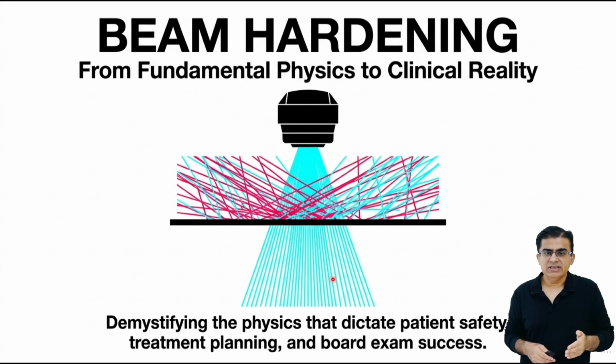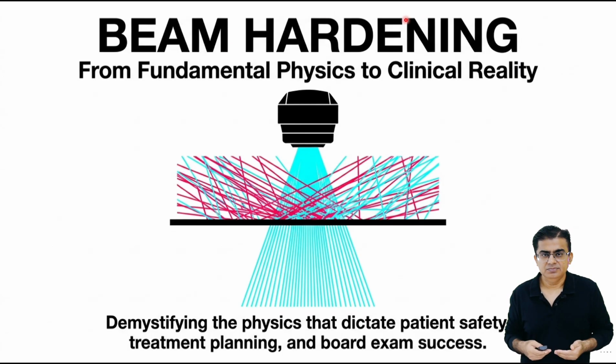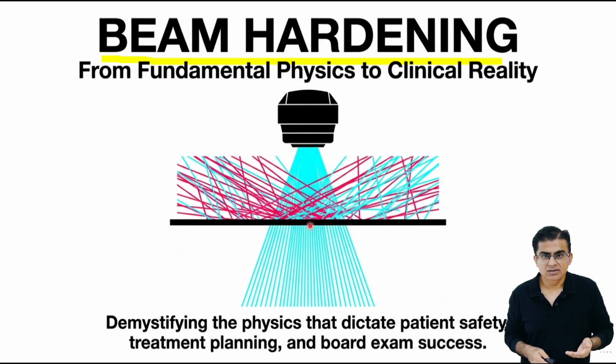Because all the weak photons are completely removed, the remaining beam we get is much stronger. The overall energy of the beam actually increases. In our clinic, we say this beam has become harder. This simple physical process is exactly what we call beam hardening. It simply means removing the weak radiation to make the final beam much more hard. That means much more penetrating.